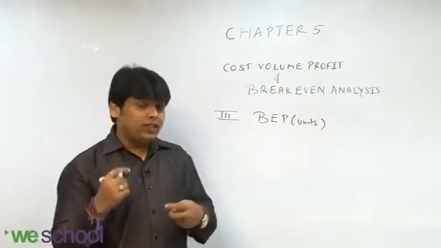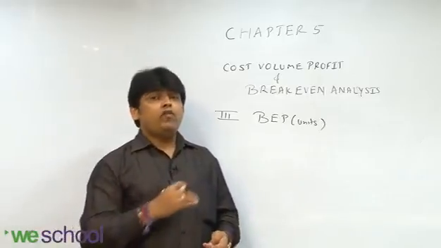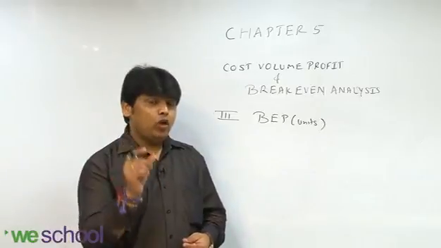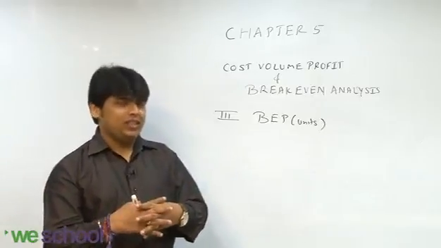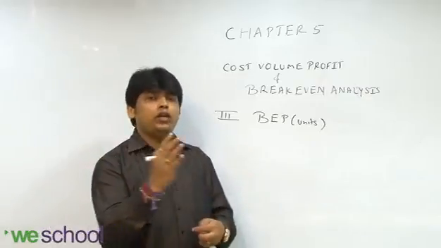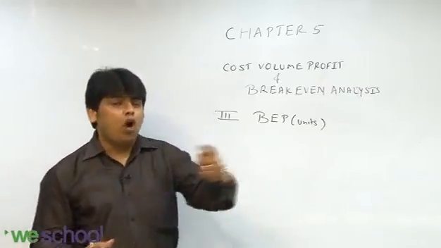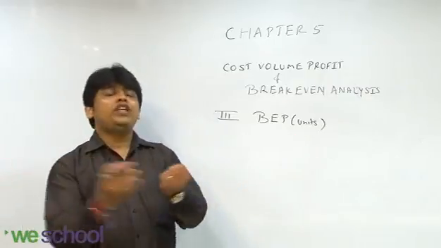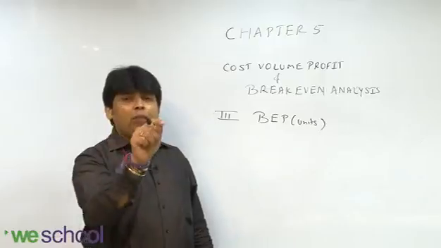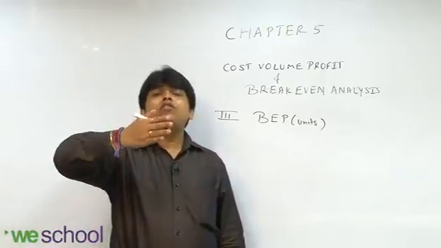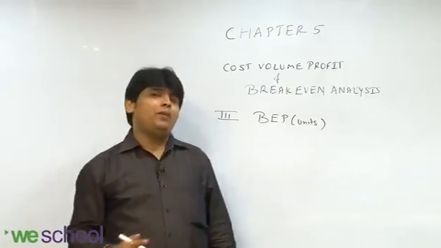When I say the sale where you have covered all your cost of production, I am talking about variable cost plus fixed cost. When the quantity or amount of sale covers all cost of production, that means variable and fixed together, then that amount of sale is called the break-even point, the level at which there is no profit, no loss for the company.